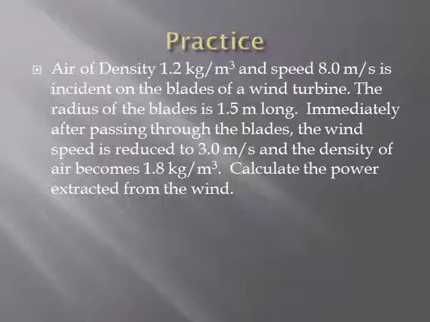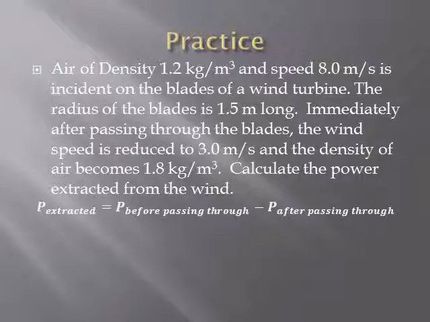We'll say that right after passing through the blades, the air slows down to only 3 meters per second, but the density increases to 1.8. We want to calculate the power extracted by the wind. The kinetic energy the air has before passing through minus the amount of energy it has afterwards, the change, will be the actual amount of energy we extracted from that wind. So power extracted is equal to power before passing through minus the power after passing through.